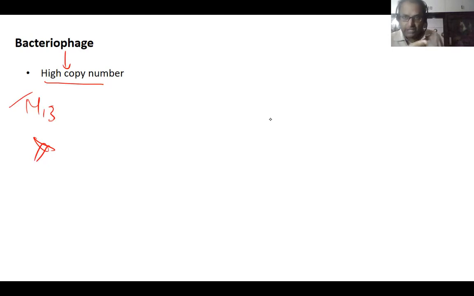Now the next vector that we are talking about is a bacteriophage. What is a bacteriophage? This is a virus actually. But what is the comparison between the recombinant plasmid and the bacteriophage vector? This is the one which gives the highest copy number. Please make a note of this, a question will be asked. For example, M13 is one which can be used.